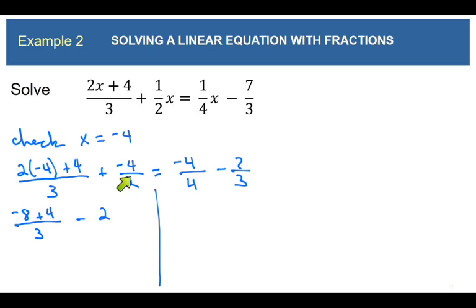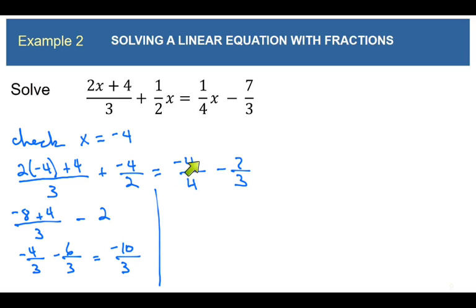And our negative 4 over 2 simplifies to 2. Here, negative 4 over 4 is going to simplify to negative 1. Well, we'll get over there in a second. All right, so negative 8 plus 4 is negative 4. And we need a common denominator here. 2 becomes negative 6 over 3. Negative 4 over 3 minus 6 over 3 is negative 10 over 3.